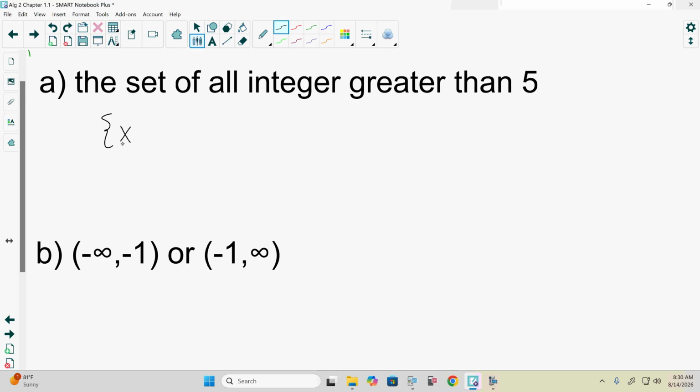X. If we're talking about real numbers, we can put a bar. However, what are we talking about? The set of all integers. So when we talk about integers, we're going to put this element symbol, and then we can use the symbol for integers, which is on the first page. Z with our extra line. Bar. X is an element of the integers, such that. Now we're going to describe it.